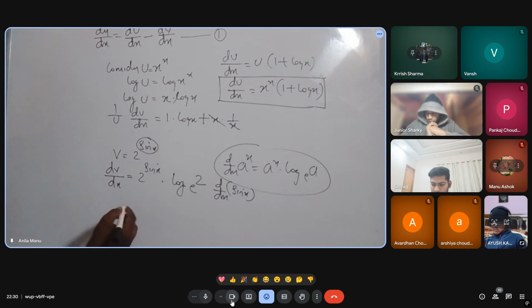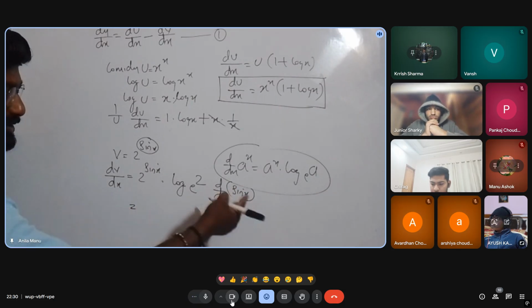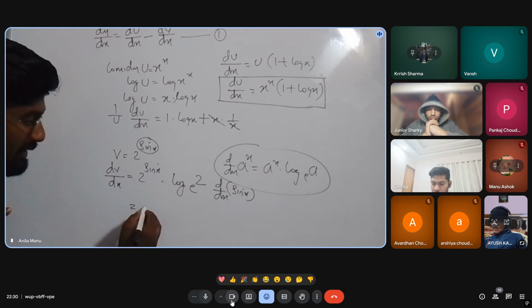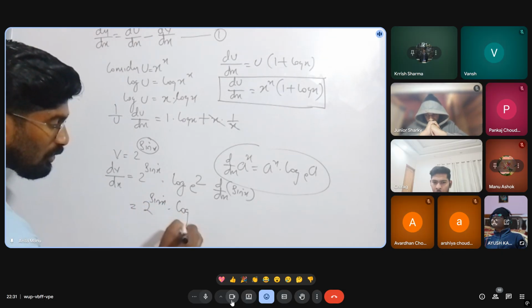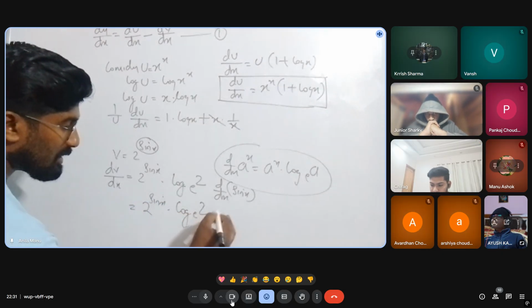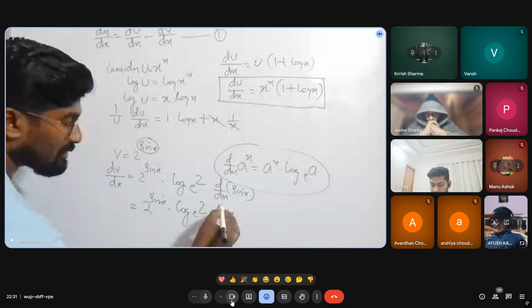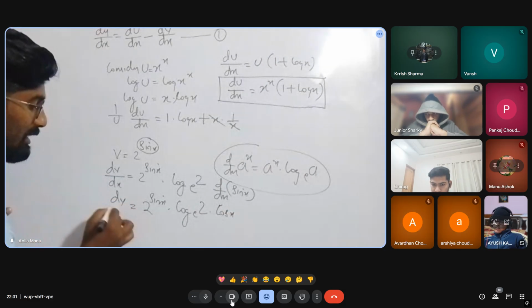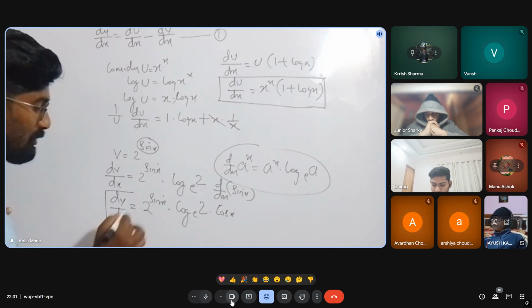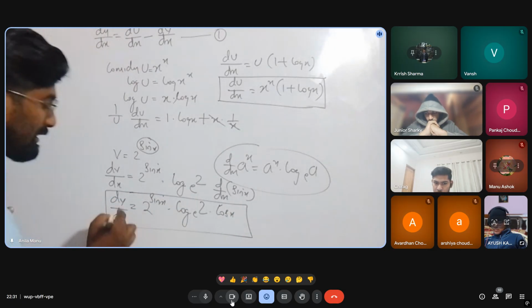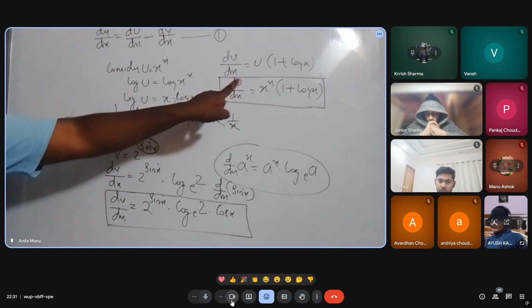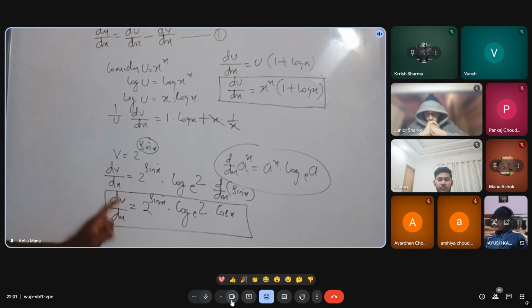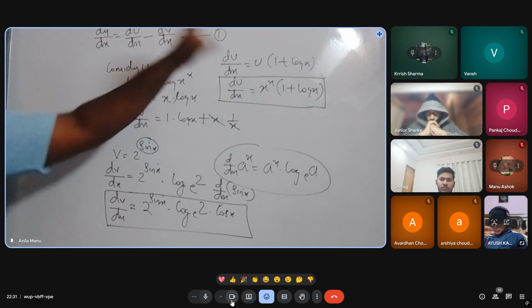Okay. Now, the derivative of sin x is going to be cos x. So you will get the answer 2 raised to sin x into log 2 to the base e into cos x. This is your dv by dx. What is the question? Find dy by dx. That is equation number 1. So when you substitute du by dx and dv by dx in equation number 1, you will get the final answer.